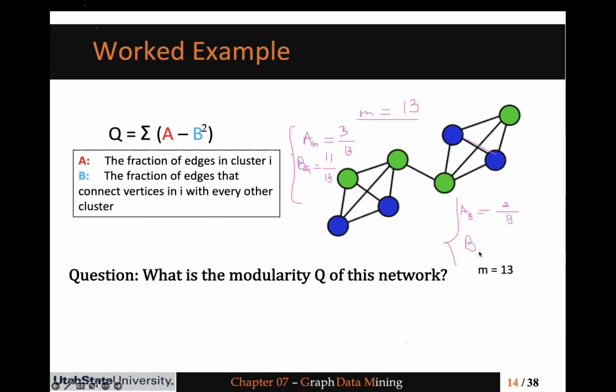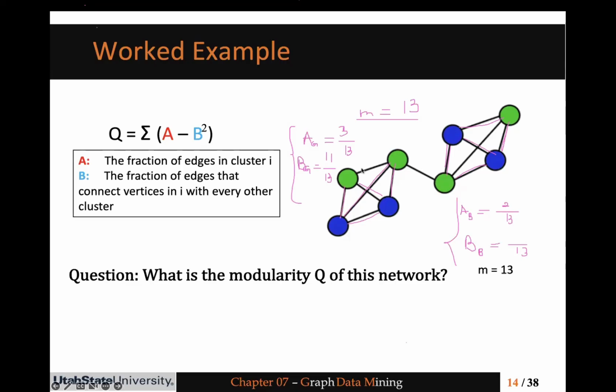Now B sub B is the fraction of edges which links the blue community to all the other communities. So we definitely have the two edges that we just counted here. In addition to that, we have this edge here, another edge over here. We have this edge over here, which connects the blue and the green, another blue and green, another blue and green, and one more time, another blue and green here.